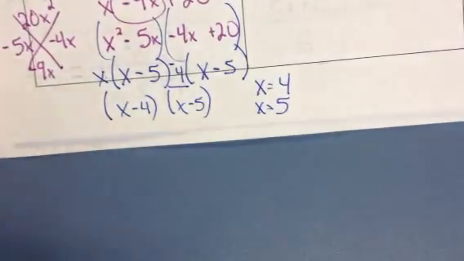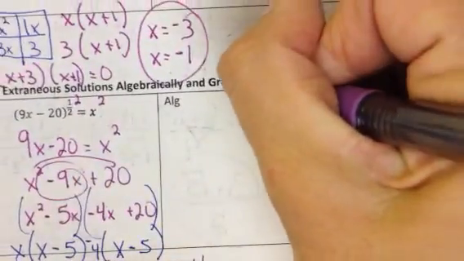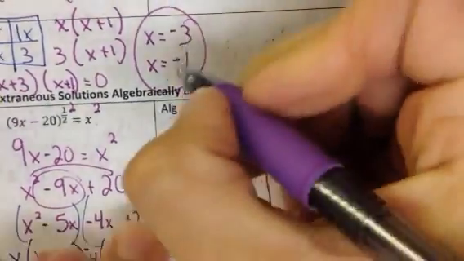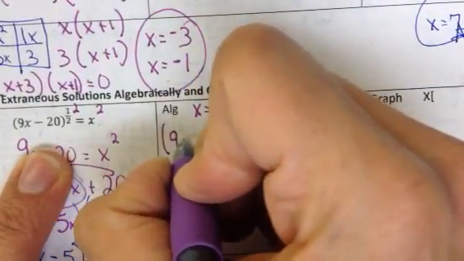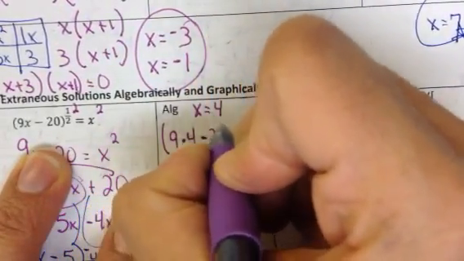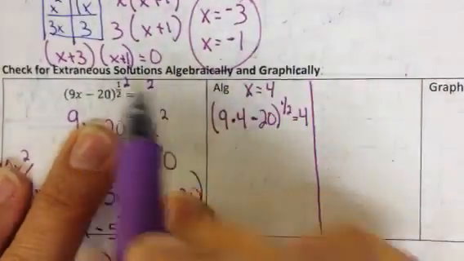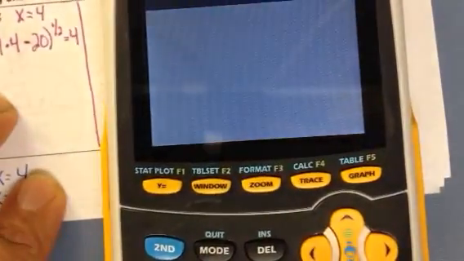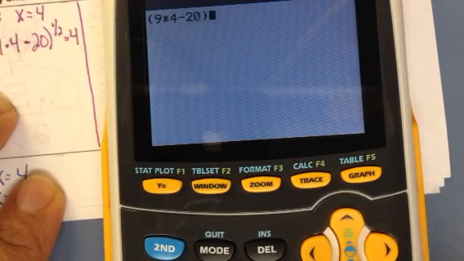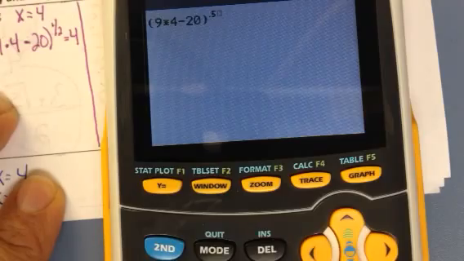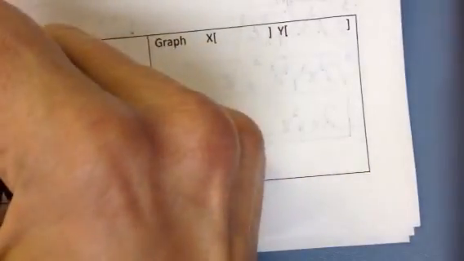So now we're going to check algebraically, and we're going to check graphically. So algebraically, I'm going to make a column. And first I'm going to check x is 4. And I'm just going to let my calculator do the work. So I'll be typing this in just a moment. So I just put the 4 wherever there was an x. So in parentheses, 9 times 4 minus 20. Take that all to a 1/2 power. I'm just going to do 0.5. And I get 4. So yes, 4 does equal 4.